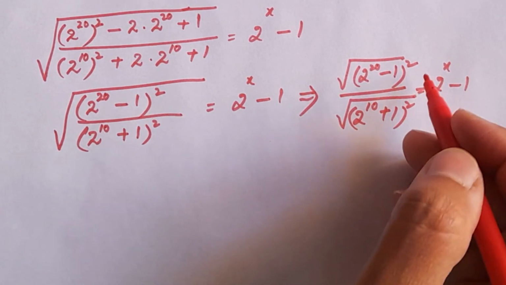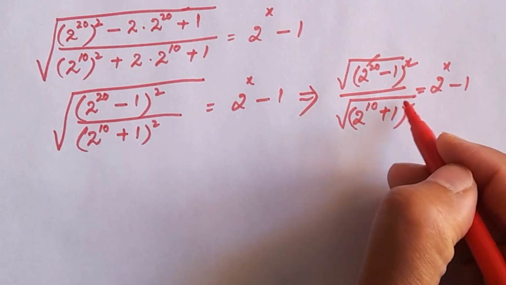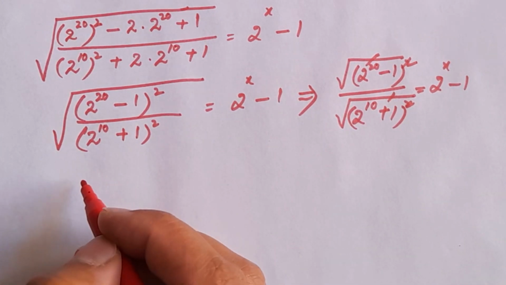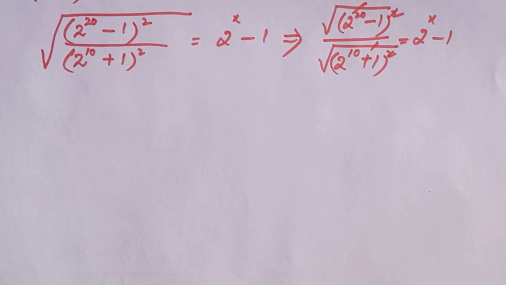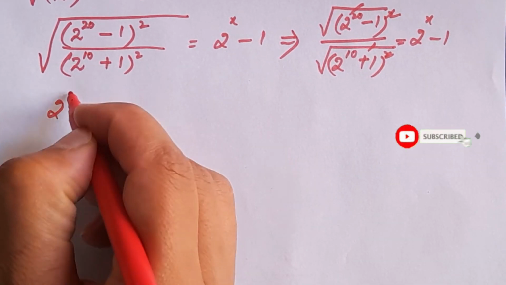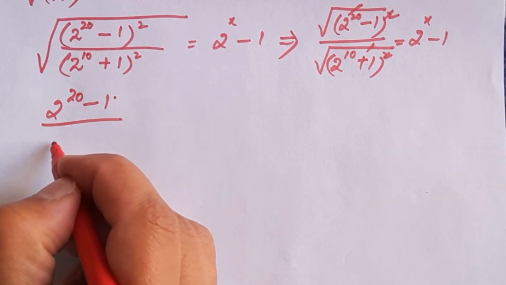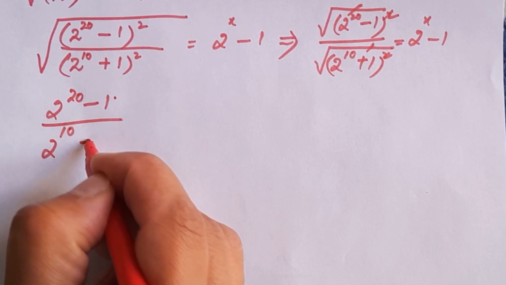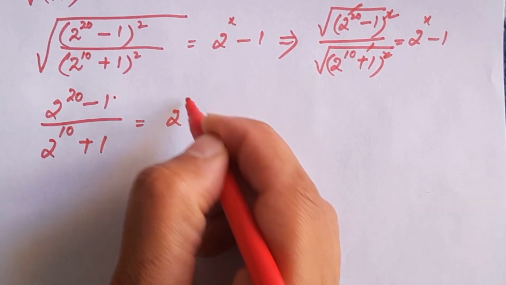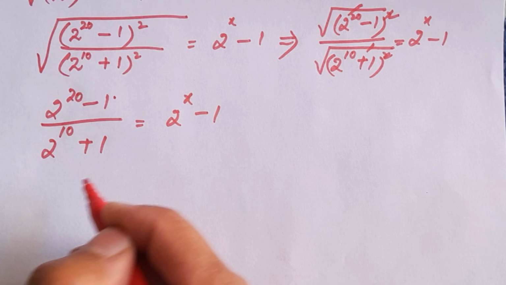We can see that this square and root cancel out. This square and root cancel out. We are left with 2 to the power 20 minus 1 divided by 2 to the power 10 plus 1, is equal to the right hand side as it is.